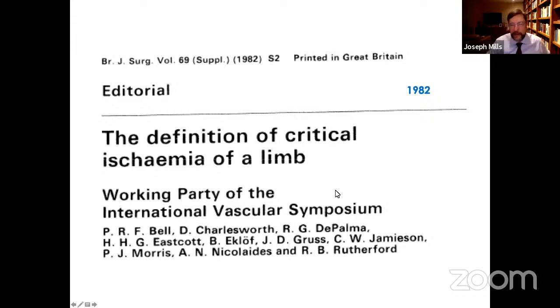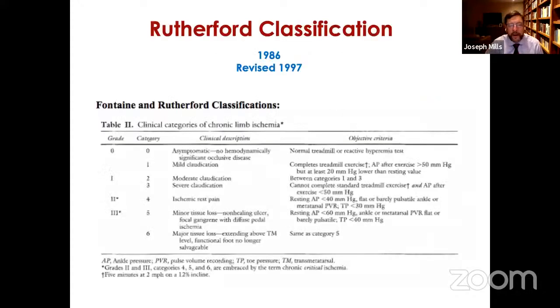But anyway, they sat around and said, well, we want to come up with a term for which the limb is so ischemic that it's likely to need something in order not to be lost. So I'll get back to the definition of that in a minute, but that was a one-page document. And that was a fairly simple definition. Then you got in the 80s and 90s into the Rutherford classification. And they basically took the Fontan classification.